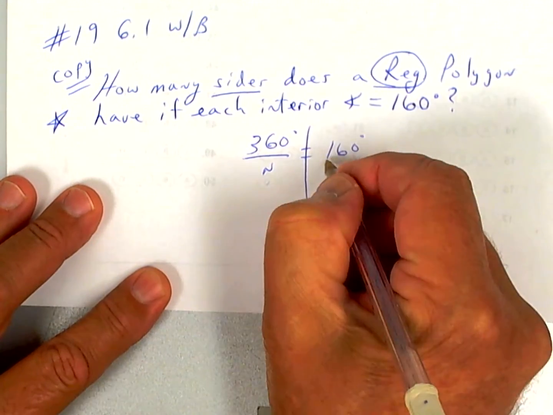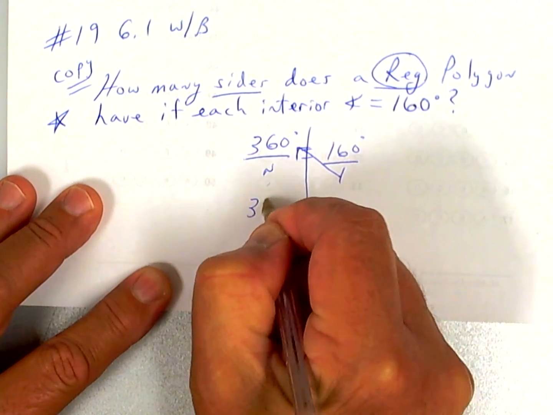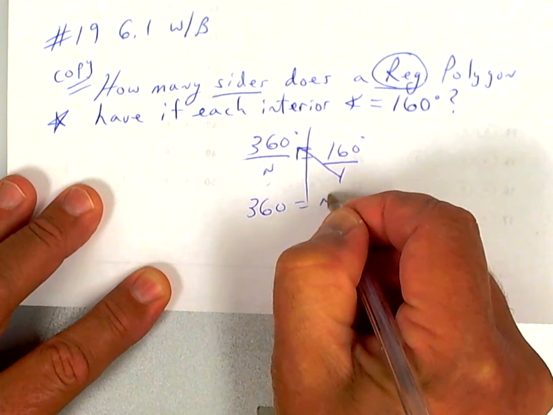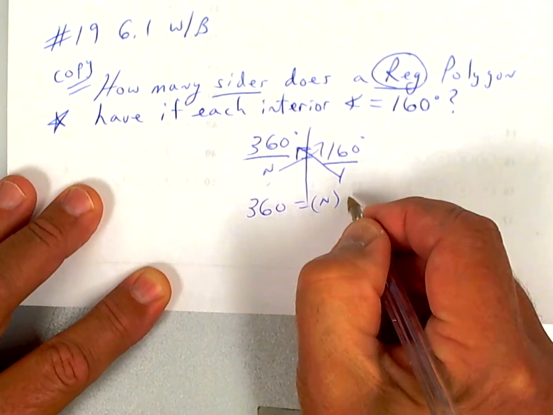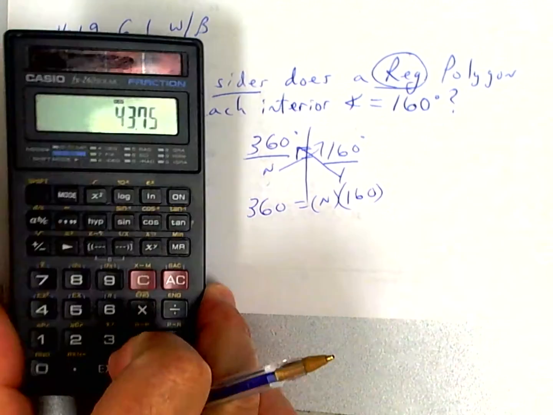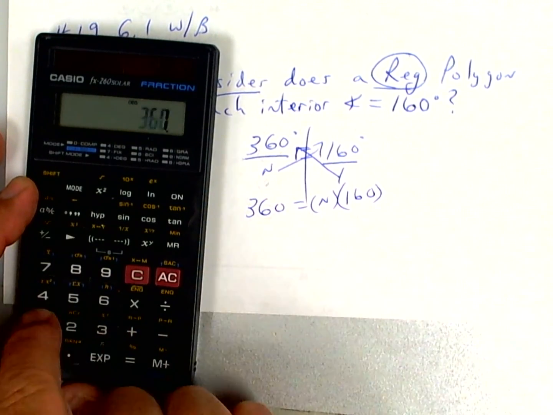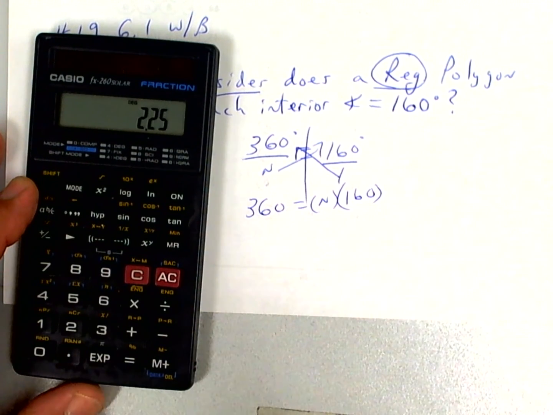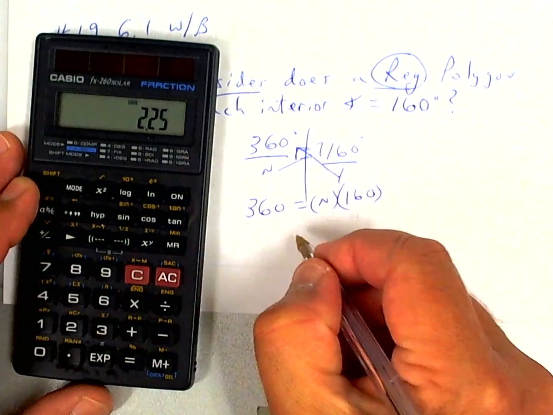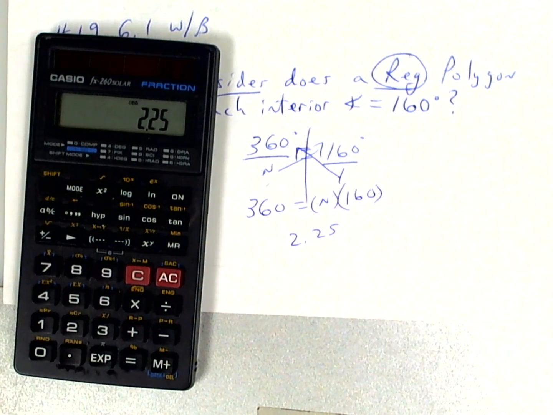So basically put a 1 under here and cross multiply. So you get 1 times 360 is 360, and n times 160 would be over here. So you have to divide by 160. So take 360, divide it by 160, and I get 2.25 is what I get there.